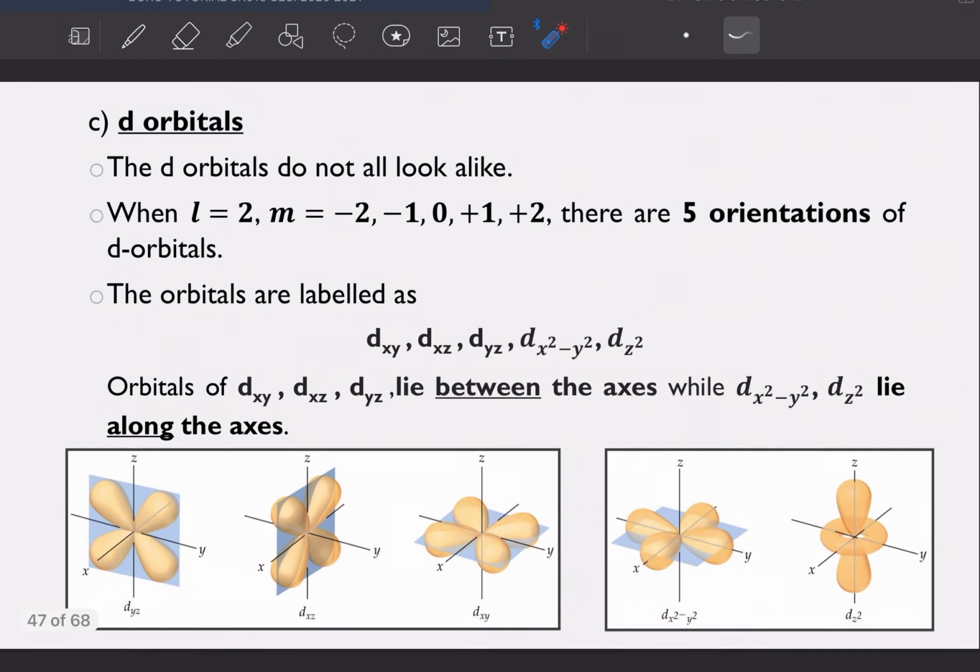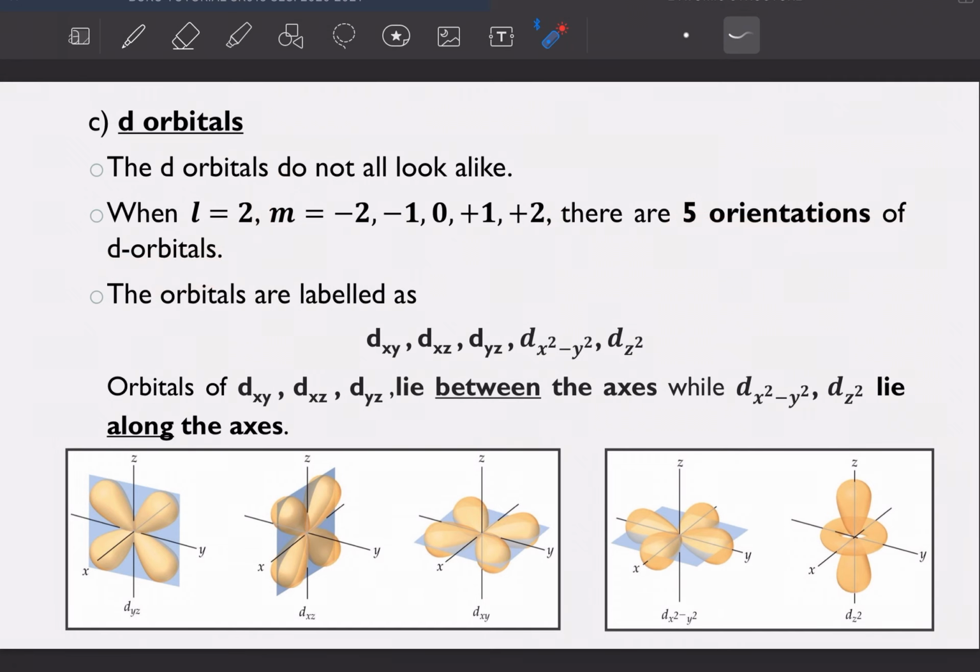So next we have d orbitals. Okay, so d orbitals, they do not all look alike. They look different. Okay, so you will have d orbitals when L is equals to 2. So when L is equals to 2, you will have 5 values of M. That means you have 5 orientations of d orbitals.